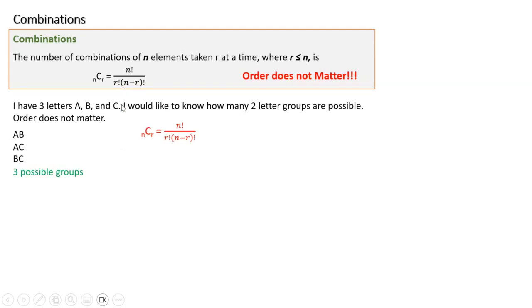Now let's do it by using the formula. 3 combination 2 will be 3 factorial divided by 2 factorial times 3 minus 2 factorial. The answer will be 3 factorial over 2 factorial times 1 factorial, which is 3 times 2 times 1 over 2 times 1 times 1. You notice the answer will be 3. Okay.